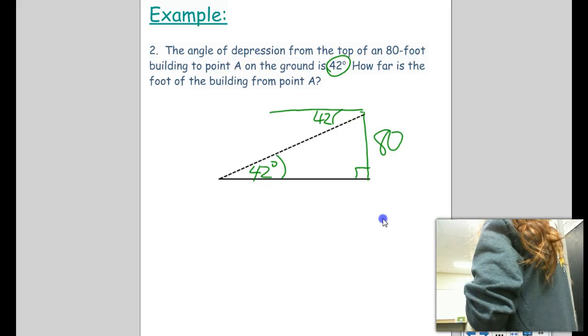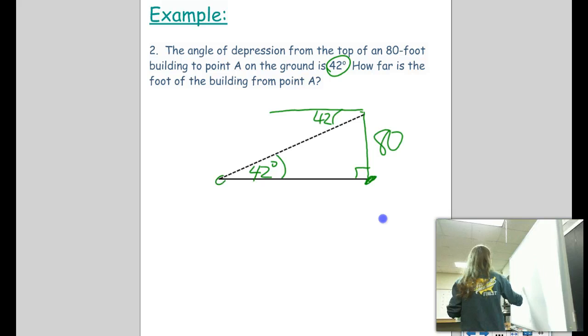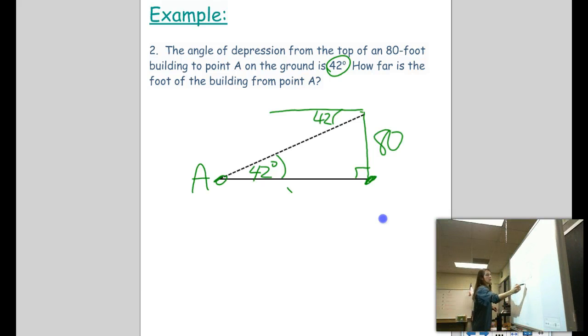And the question: how far is the foot of the building from point A? So here's the foot of the building. Here's our point A. So we want to know how far away that person is if they're looking at the top of the building. Surprise, surprise, which trig function are we going to use? It's tan again. It won't always be tan, but it will most of the time.